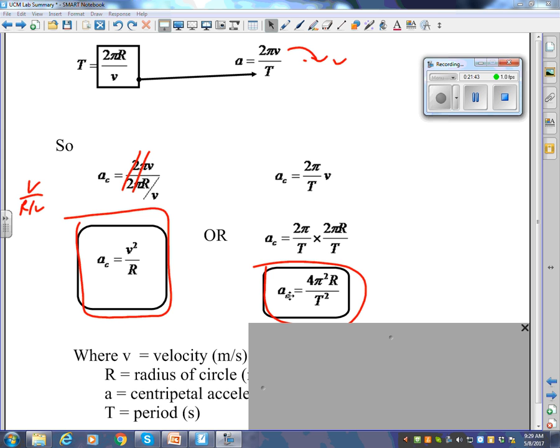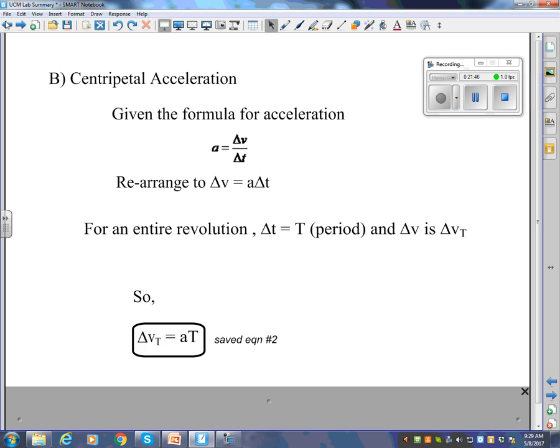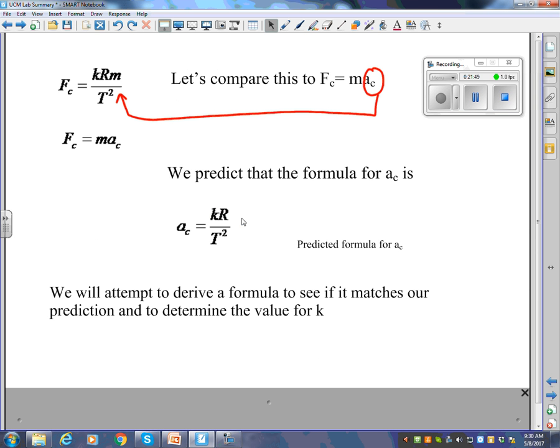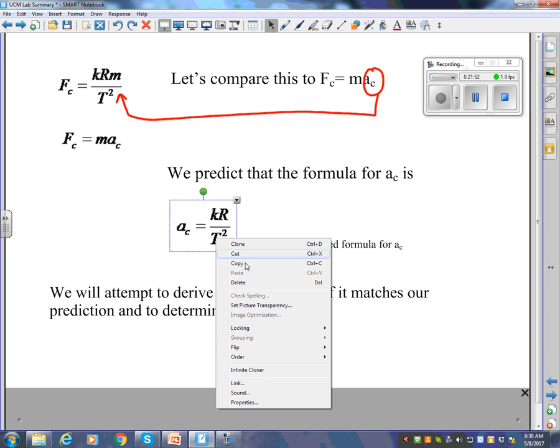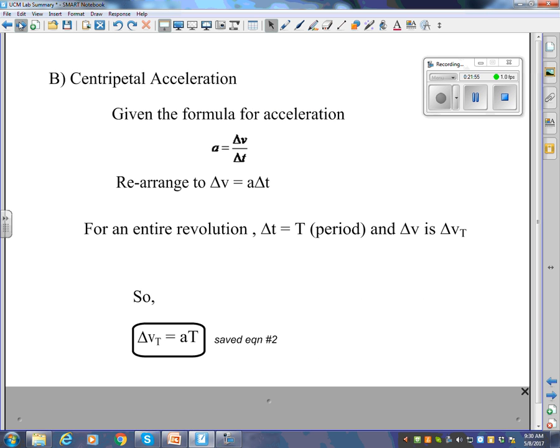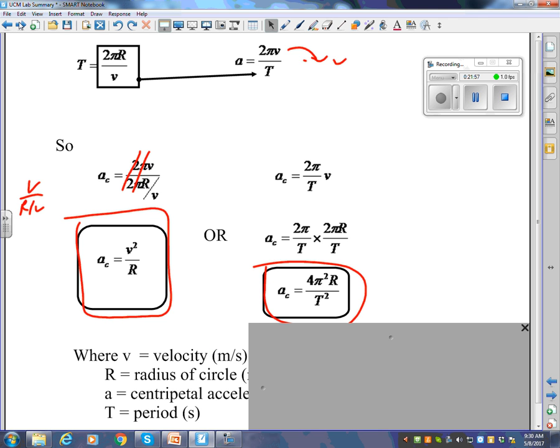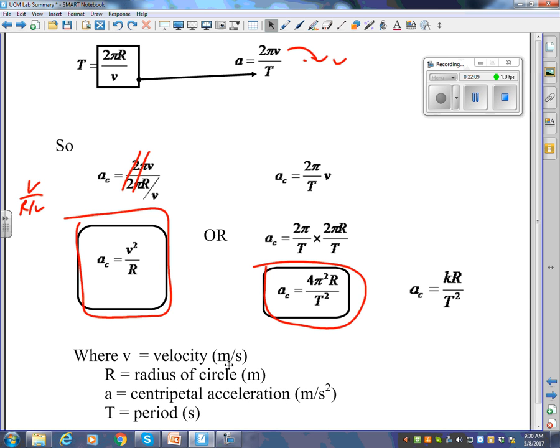Now, let's go back to that predicted one that we had. K r over T squared. That looks similar, doesn't it? Let's put them side by side. Does that look similar? It sure does. In these formulas, v is the velocity in meters per second, r is the radius of the circle, which must be in meters, a is the centripetal acceleration in meters per second squared, and T is the period in seconds. Now, given these two side by side, what's the value of k?